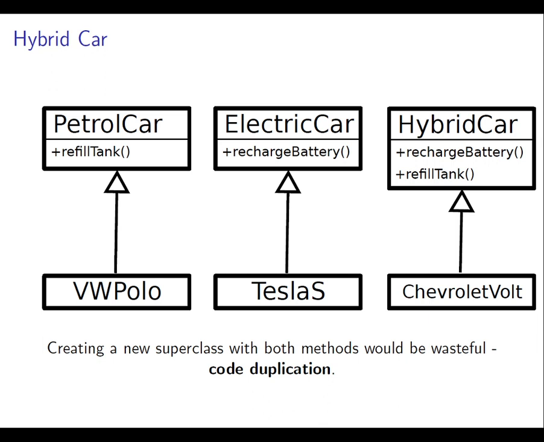Well, you could create a new superclass that has both methods with simply no relationship between that new superclass and the superclasses petrol car and electric car. And that would have some problems. It would be wasteful, it would give you code duplication, both in these classes and, more importantly, in any client that is trying to interact with all three kinds of cars. So what else could we do?